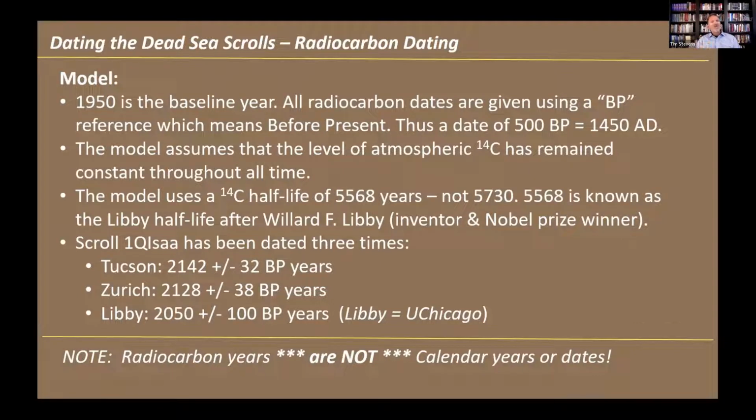The model also assumes that the level of atmospheric carbon-14 has remained constant throughout all time. Now, interestingly as well, the model uses a half-life for carbon-14 that's incorrect. Instead of 5730, it uses 5568. And that's again for historical purposes, because when the process was first created, in its early stages, we did not know the half-life of carbon-14 as precisely as we do now. And things were measured and estimated and dated using that date.